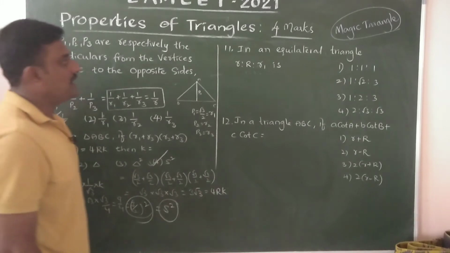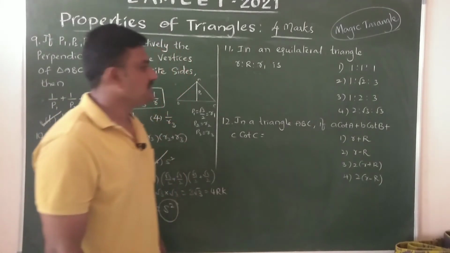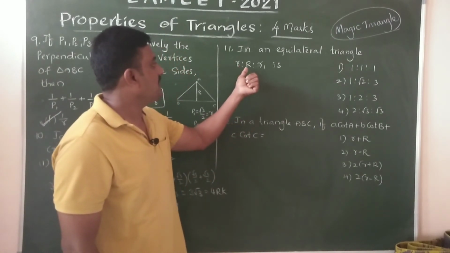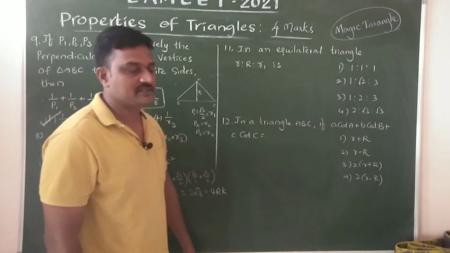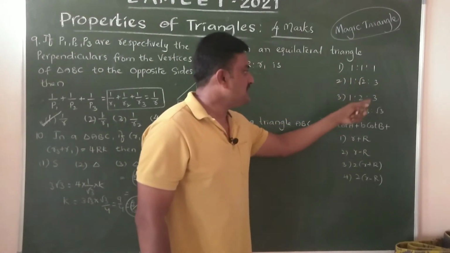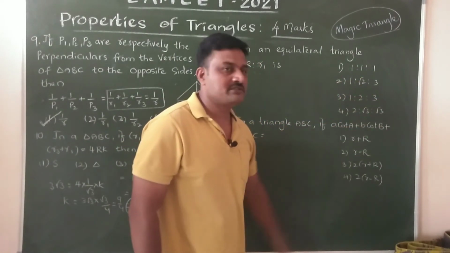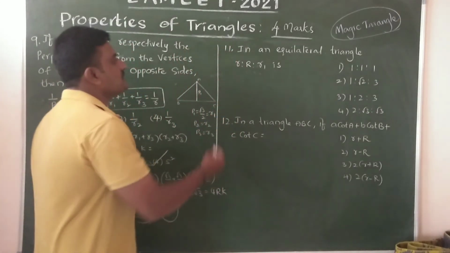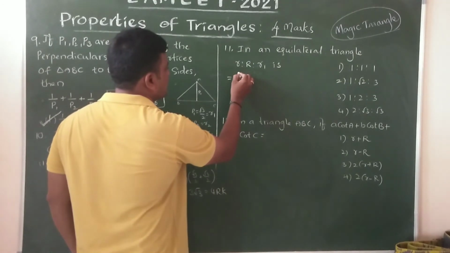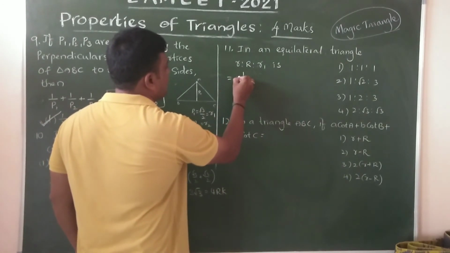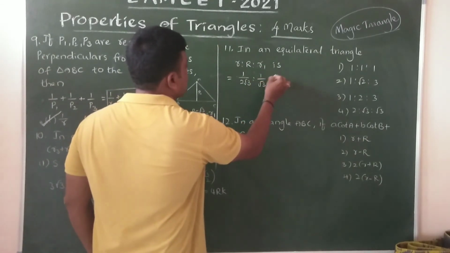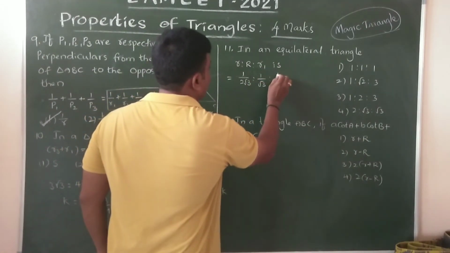Okay, and next one, the 11th one. In an equilateral triangle, small r to capital R to r1 is which one? Options are 1 is to 1 is to 1, 1 is to root 3 is to 3, 1 is to 2 is to 3, 2 is to root 3 is to root 3. Here also we can apply formulas and values. Small r is 1 by 2 root 3. Capital R equals 1 by root 3. Small r1 equals root 3 by 2.